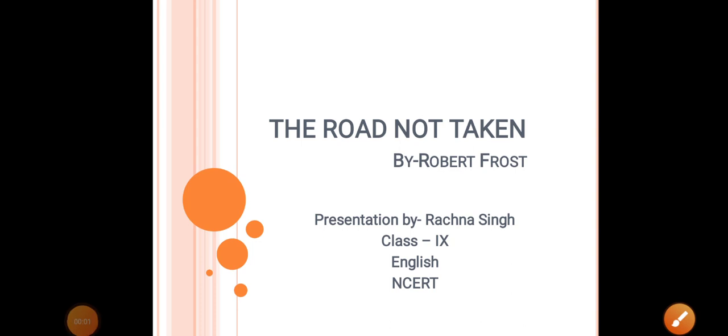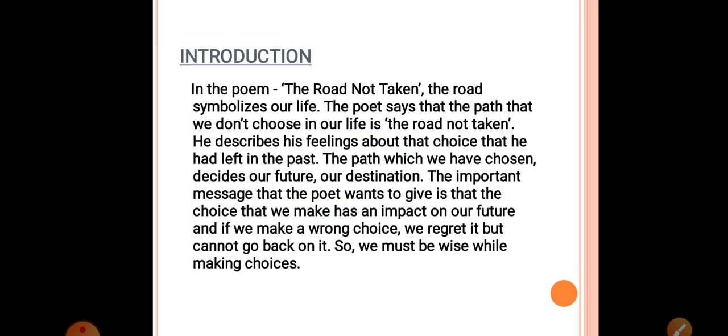Hello everyone, I'm here with a presentation on The Road Not Taken by Robert Frost for Class 9th NCERT. Before we move on to the poem, let's see the introduction.